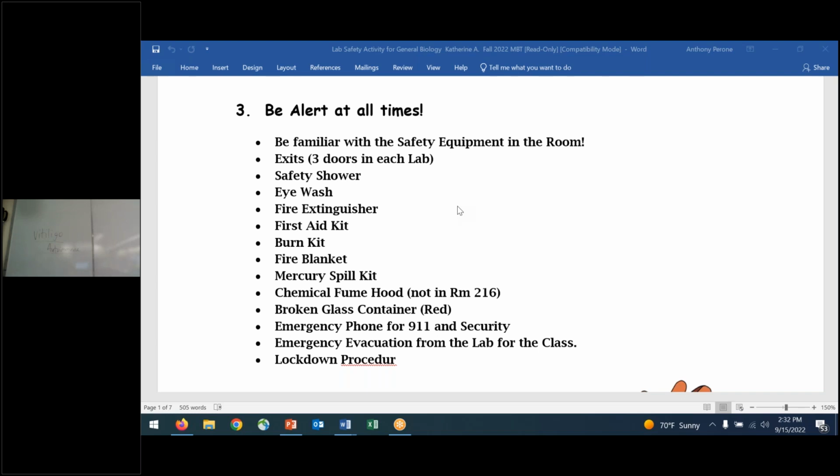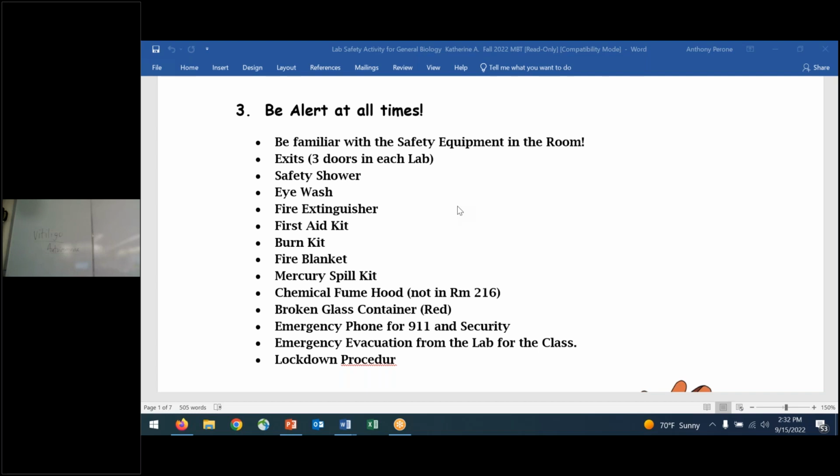There are two doors that open up, and we have down and through here the first aid kit. We have the burn kit. We have the fire blanket, the mercury spill kit. There's also a spill kit in the back there. Look around. See that white with the green lettering, right? You'll see that there.